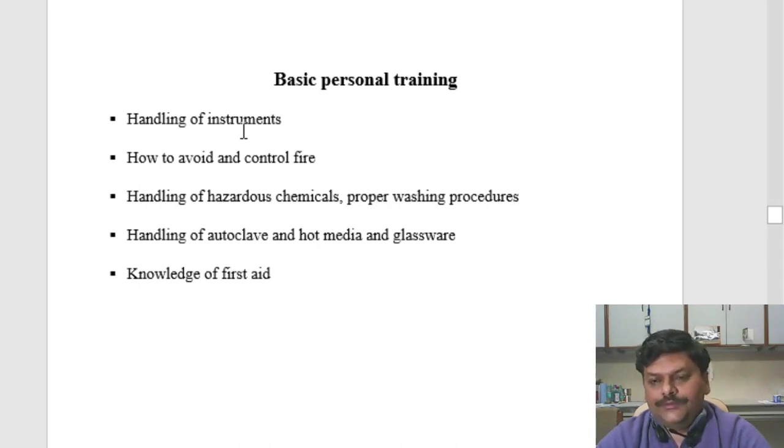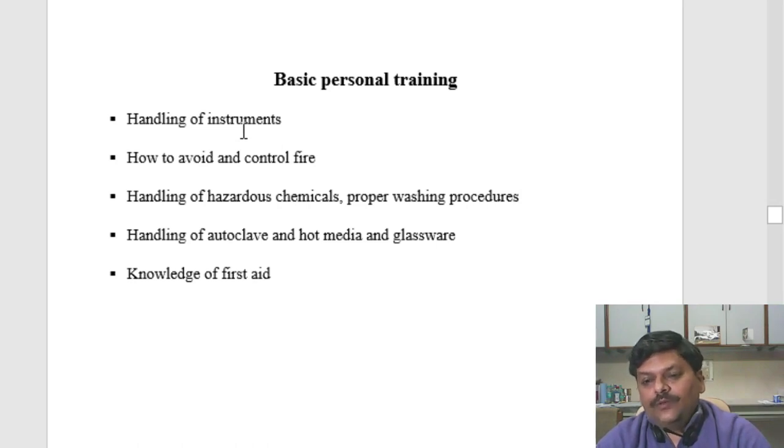how they are used. One of the important things is to control accidental things, such as if there is an accidental fire, how to control a fire. It depends on what is the source of fire. If it is an ethanol or alcohol-led fire, that means it needs to be doused by water. But if there is an electric fire, then we cannot use water, and the other means is to cut the source of electricity. So basic personal training is required in terms of these things.